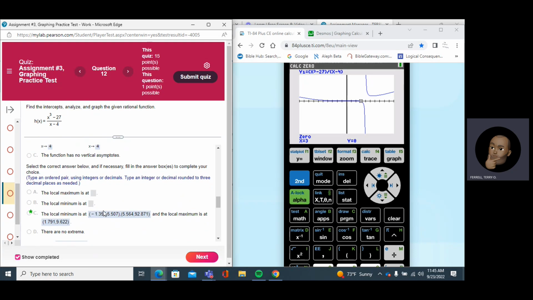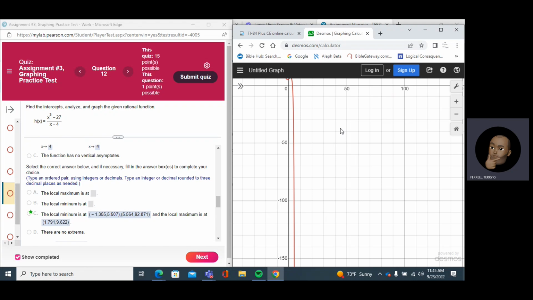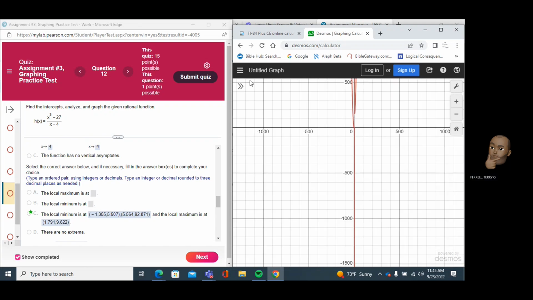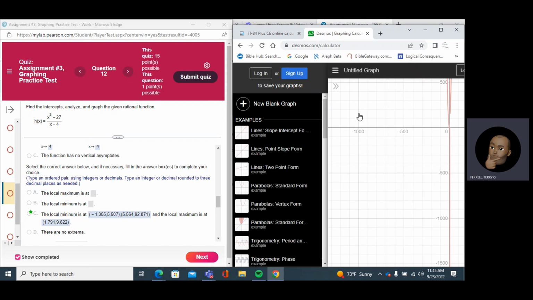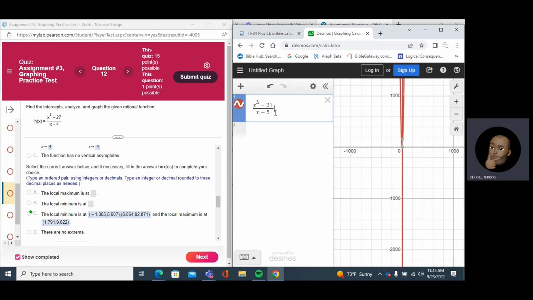The next one, they want a local minimum. Why does it have a local minimum, local max? That might be better to see. I think I did the same thing with this one here. I think I changed, this one's 4. Okay, well, that looks like a mess. Let's take it back to normal.